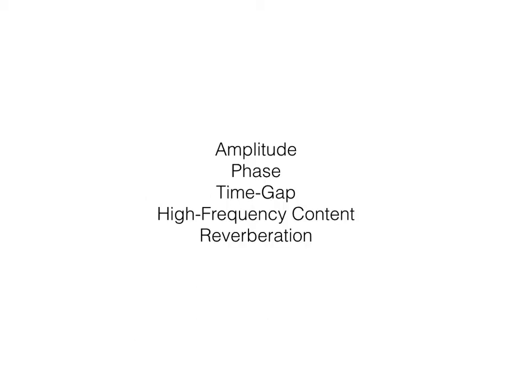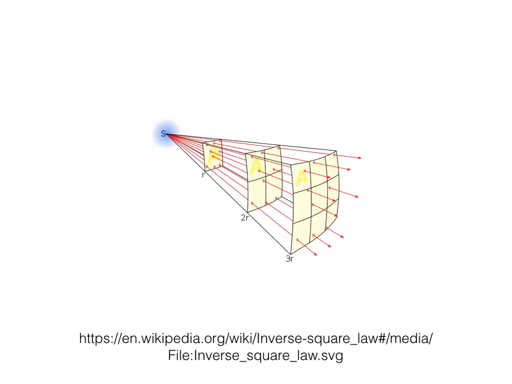We use many cues to determine the location and direction of a sound. In the sound realm, we use amplitude, phase, time gap, high frequency content, and reverberation. A close sound is louder. A further away sound is softer.